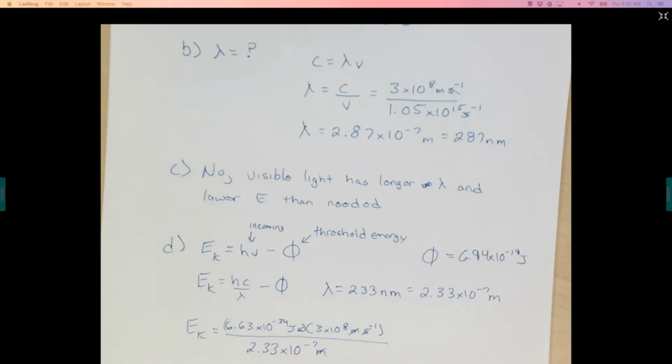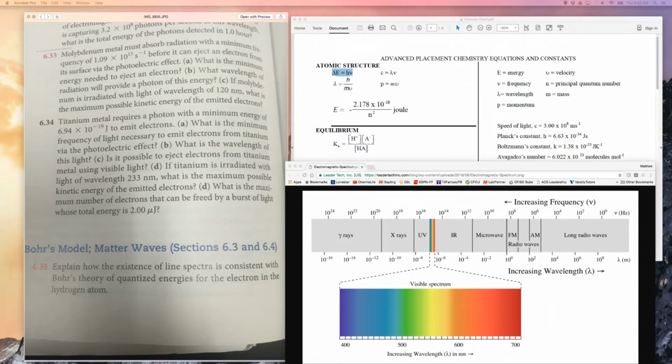Okay, and the last part of this question asks, what is the maximum number of electrons? It looks like a typo, it should be E. So now we're no longer talking about singular electrons, we're talking about the maximum number of electrons that can be freed by a burst of light whose total energy is 2.00 microjoules.